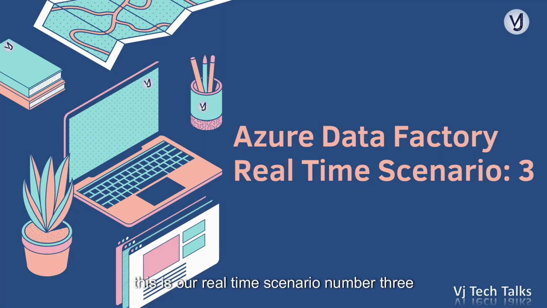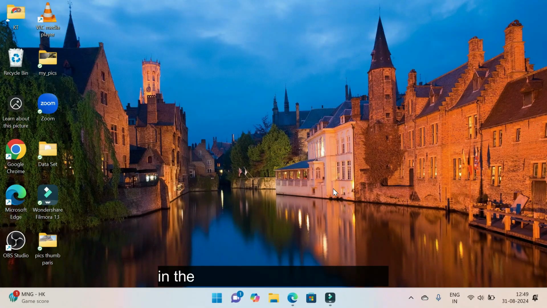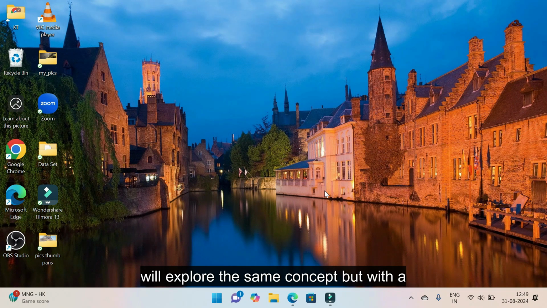This is our real-time scenario number 3. Here, what we are going to do is zip to unzip files with the REST calls. In the last episode, we learned how to zip file to unzip files. In this episode, we will explore the same concept but with a different authentication type and review previous work. If you haven't watched the previous episode, I recommend doing so. I'll leave the previous video link in the video description.